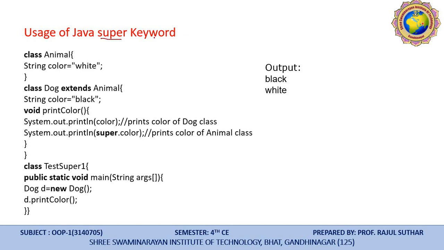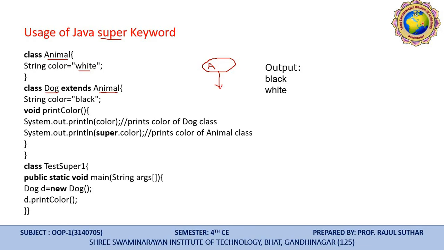Here super is one keyword. The class name is Animal. The data type is String. We declare String color equal to "white" in double quotes. Whenever we declare a variable of String data type, it must be covered in double quotes. Then we require one more class, that is the Dog class. It extends Animal. So Animal class is a superclass.